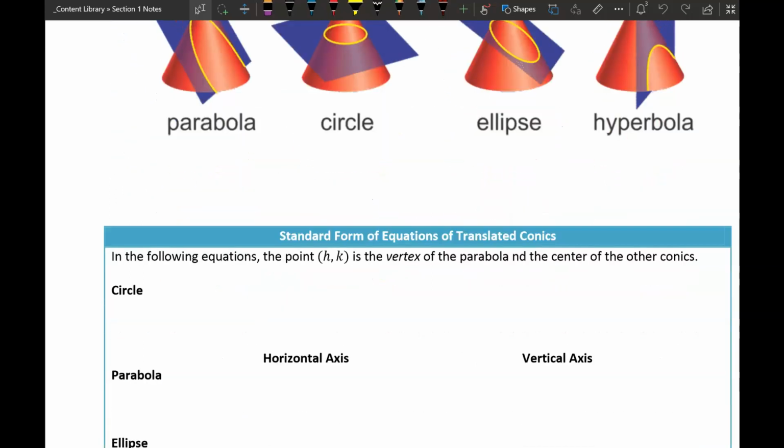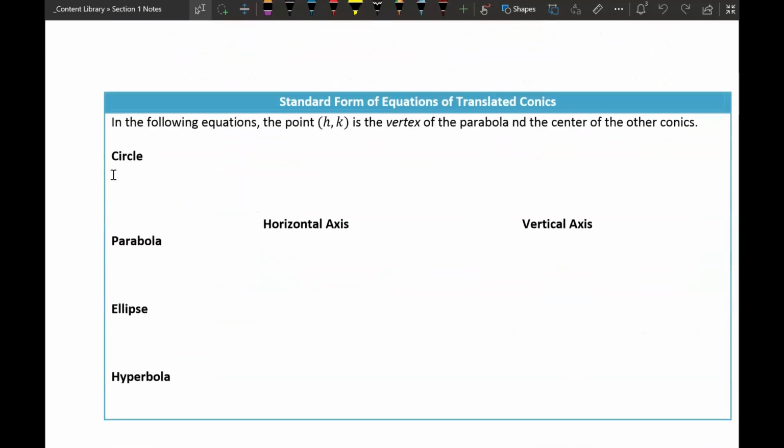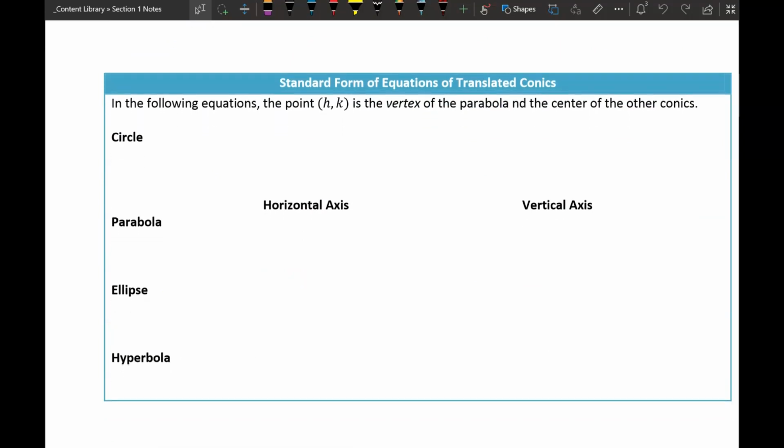We're going to write the standard form of these equations, and they're going to be almost exactly the same, except there's going to be one small key difference. There's going to be the point (h, k), so we're going to have h and k values, and that's the vertex of the parabola, and it's the center of the other conics, the circle, the ellipse, and the hyperbola. It's kind of that center point.